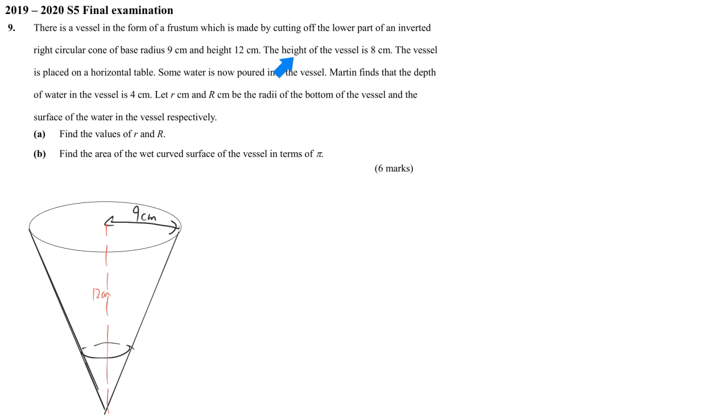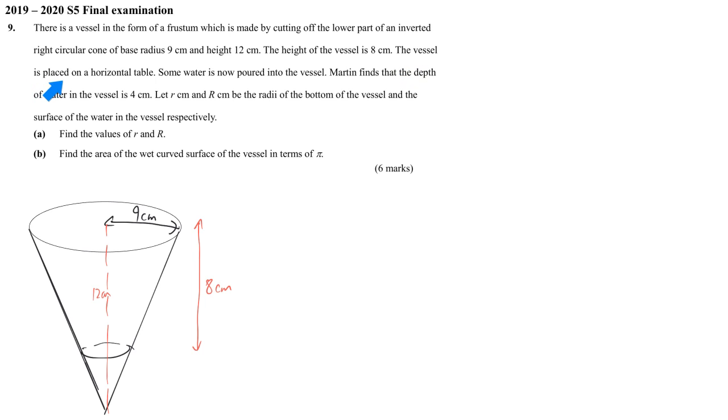After that, they say the height of the vessel is 8 cm. Again, be very careful. We are talking about the vessel, which is the uncut part, the remaining part here. So-called 8 cm is from the top to the lower bottom of the vessel. This is 8 cm. We are not talking about the part we cut being 8 cm.